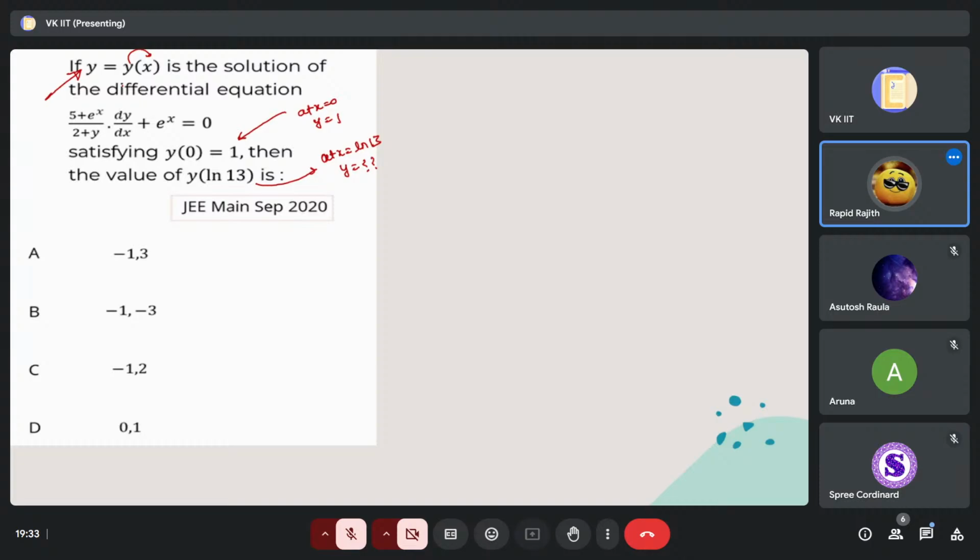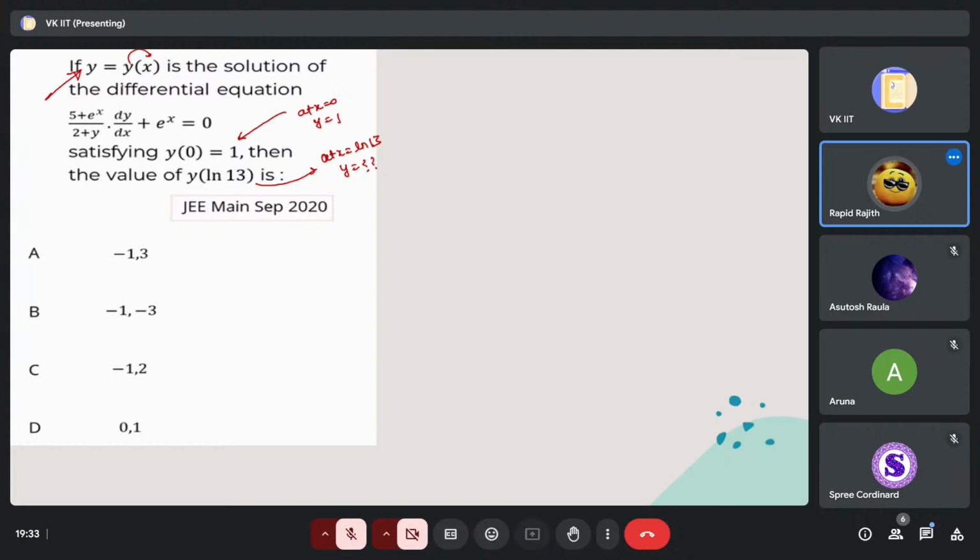Great. Good. So let's solve this question. (5 plus e to the power x upon 2 plus y) into dy by dx plus e to the power x is equal to 0. Okay, and the conditions are given. Always when you are solving these questions, especially in the boards, write this like this: at x is equal to 0, y is equal to 1. You will never make the mistake. Okay.